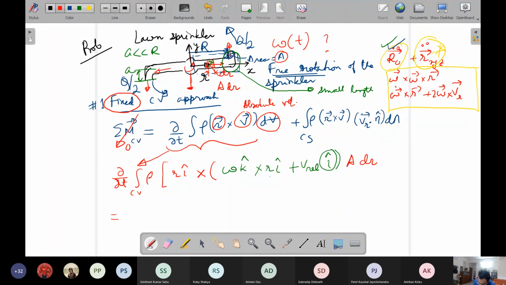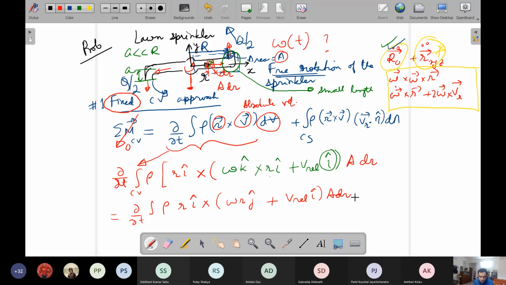So let us write it properly. If you just do it systematically, there is no problem with it, but somehow this creates a lot of issues with students simply because people do not write these terms meticulously, nothing more than that. So omega cross r is k cross i, that is j. So omega r j plus v relative i into A dR.